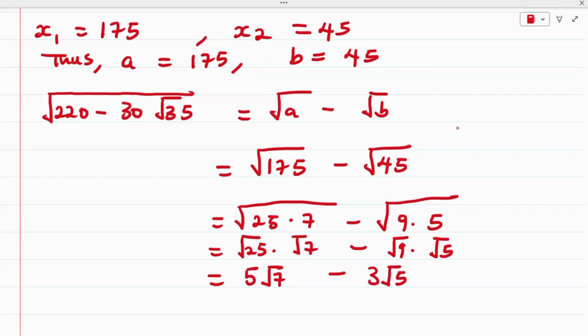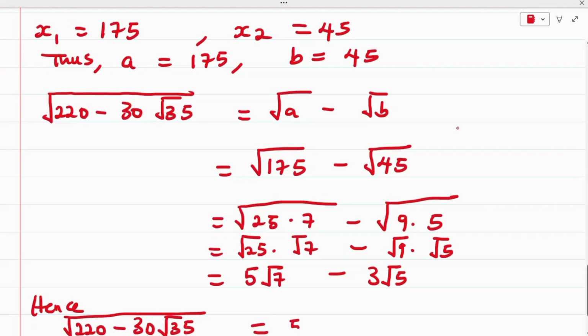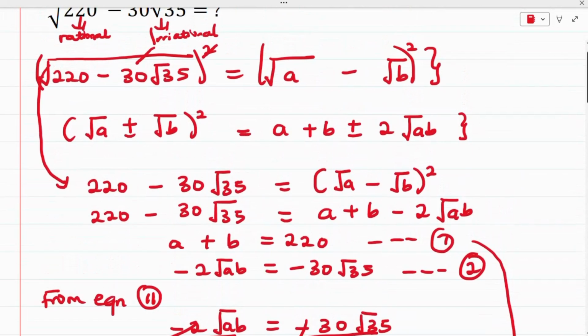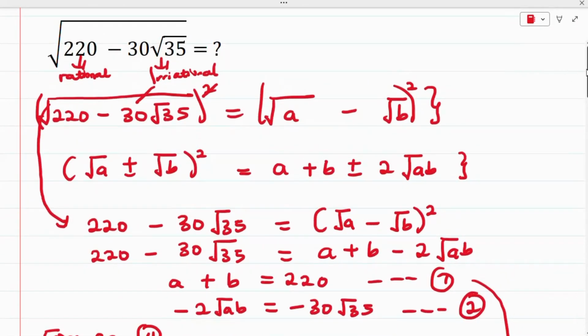So therefore we have been able to solve for this right here. So hence we have that the square root of 220 minus 30 times the square root of 35 is equal to 5 root 7 minus 3 root 5, and this becomes the final answer. So guys, this is how you can solve this type of question right here. Super easy to solve right here.